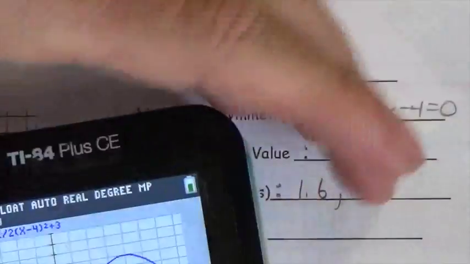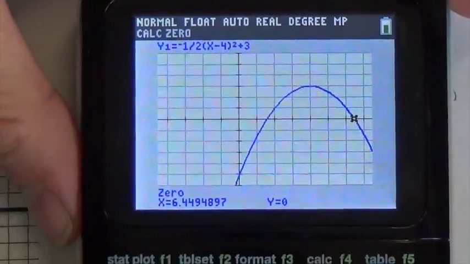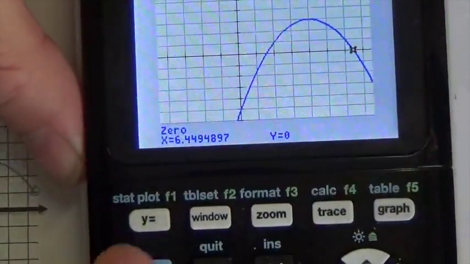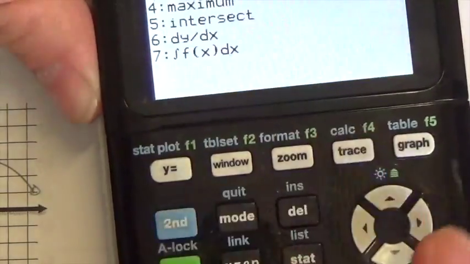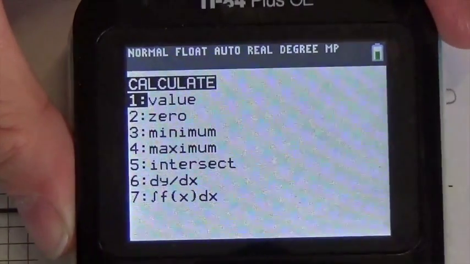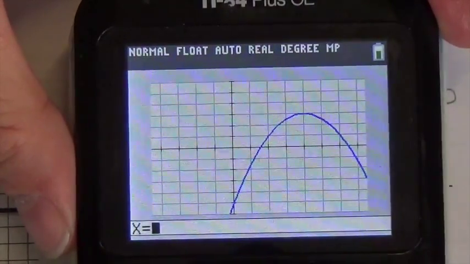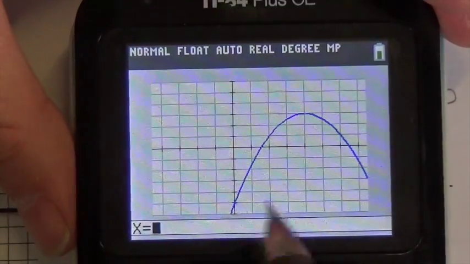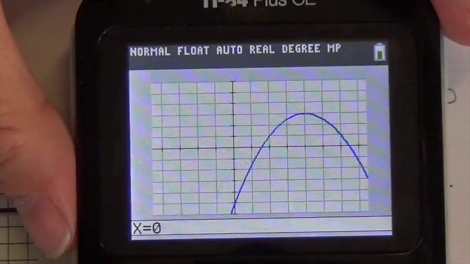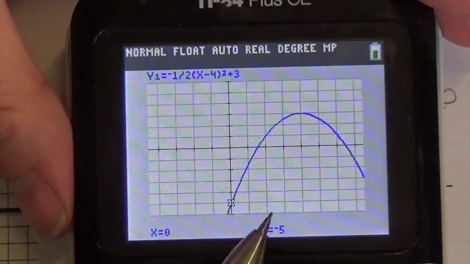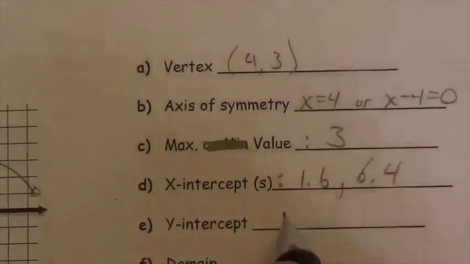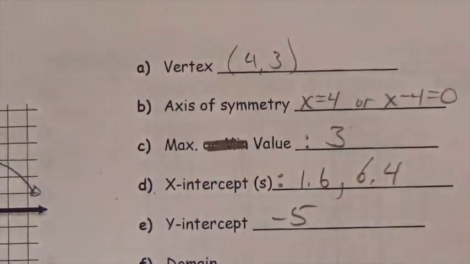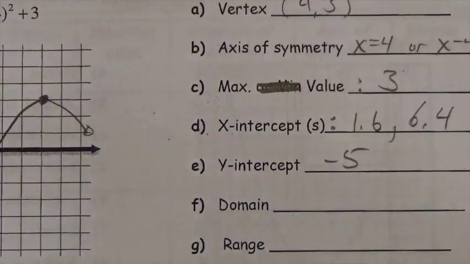Okay, good. Wonderful. Now, let's talk about the y-intercept. So second trace to get into the calc menu. And this time we're going to use value. And again, I can see what the y-intercept is, but I'll just plug in 0 here and see that it spits out the negative 5. And we can see that from the beginning. Not a problem. But I want you to see how the calculator gets used for that.